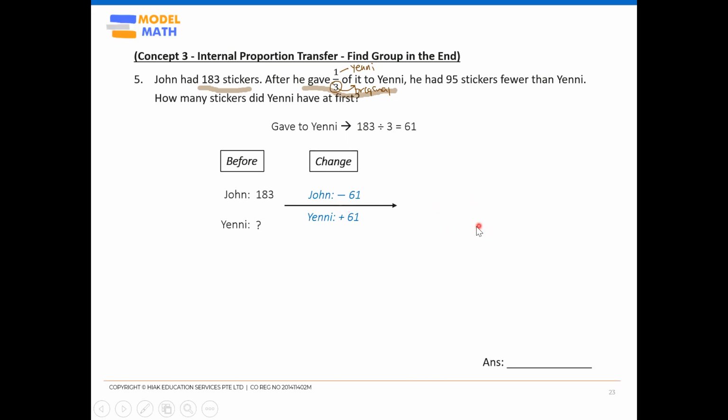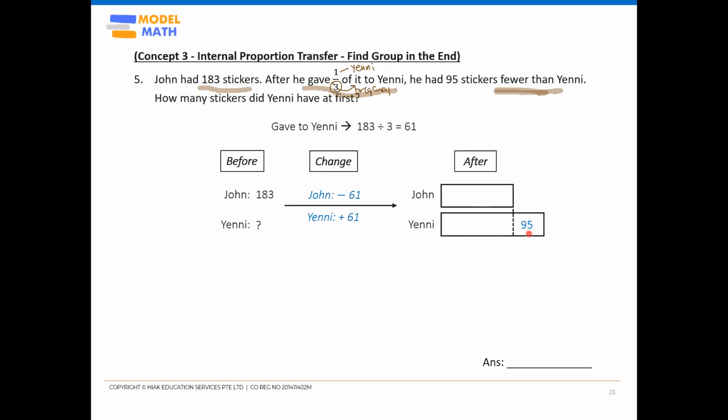And then we can move on to record the after. So for the after part, what we know is in the end, John has 95 fewer than Yenni. When you have such a comparison statement, fewer than, you can just simply sketch a very simple model at the end. Okay, so the word fewer than, just sketch a model will do, a small one will do. So John, smaller than Yenni by 95. Okay, so we have recorded down the before, change, and after.